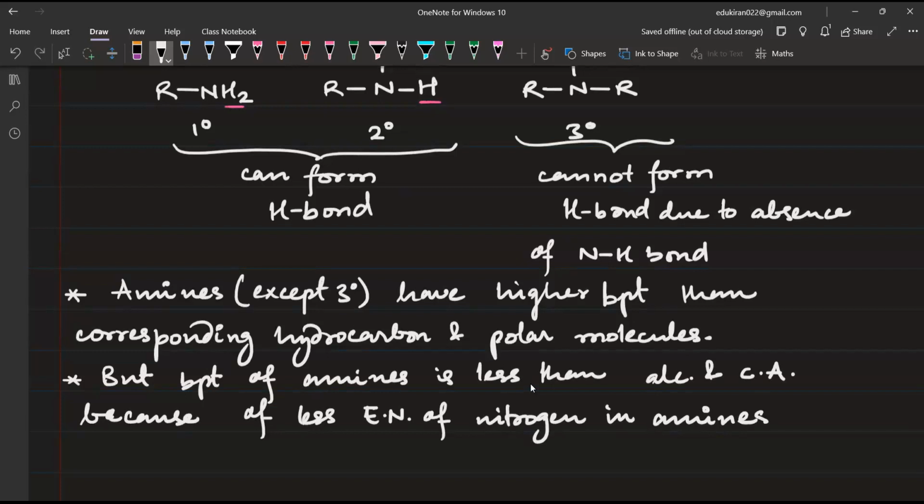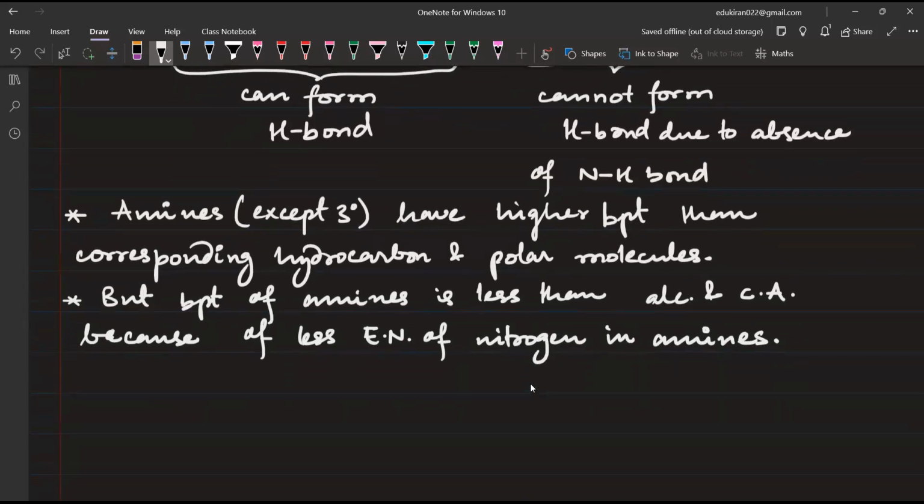Because the nitrogen atom is less electronegative, the polarity of NH bond is not very high. But in alcohol and carboxylic acid, the hydrogen bond is formed due to the OH bond, and oxygen is very highly electronegative, so the polarity in that is very high. That is why the hydrogen bond of amine is weaker than the hydrogen bond of alcohol and carboxylic acid.